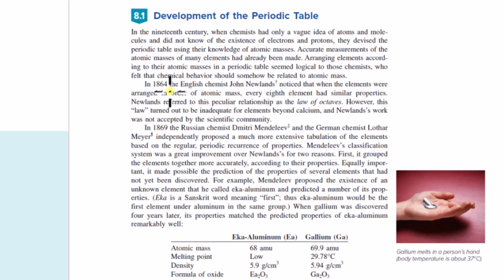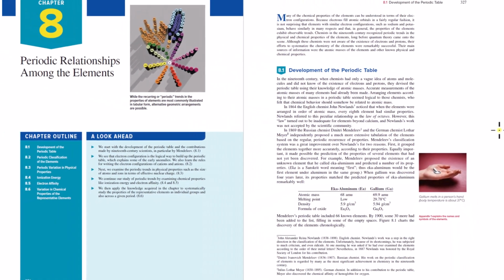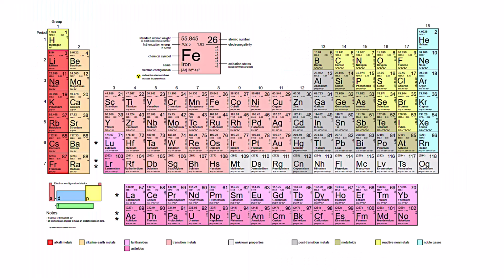Okay, in 1864, the English chemist John Newlands noticed that when the elements were arranged in order of atomic mass, every eighth element had similar properties. Newlands referred to this peculiar relationship as the law of octaves. However, this law turned out to be inadequate for elements beyond calcium, and Newlands' work was not accepted by the scientific community.